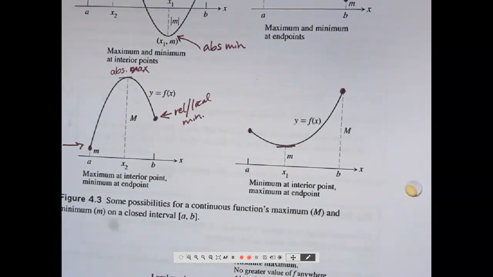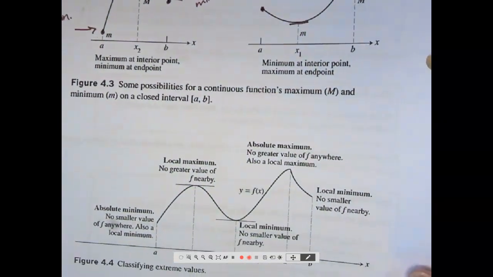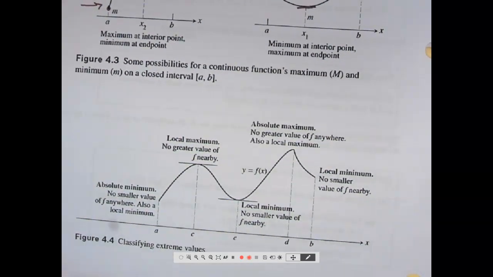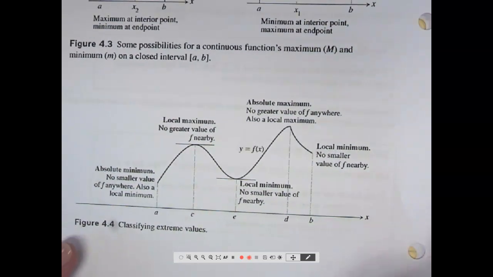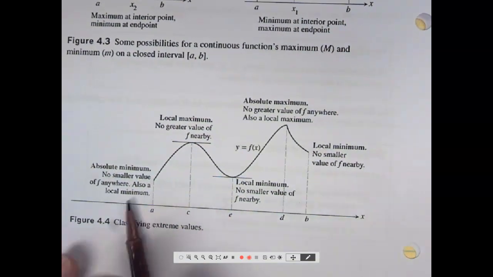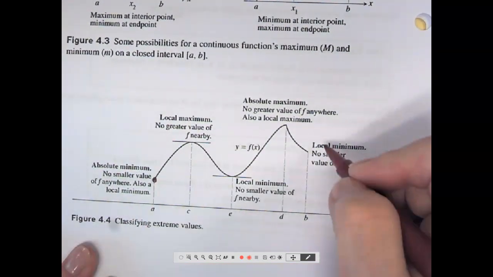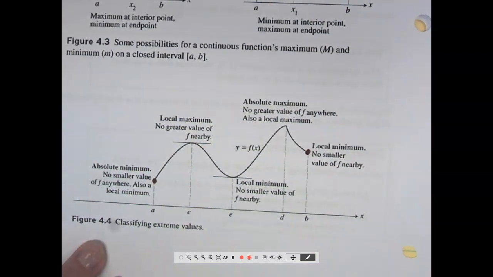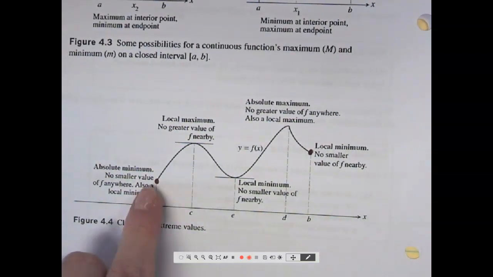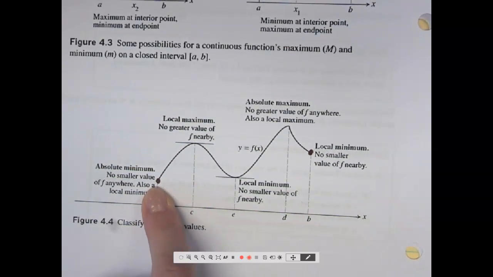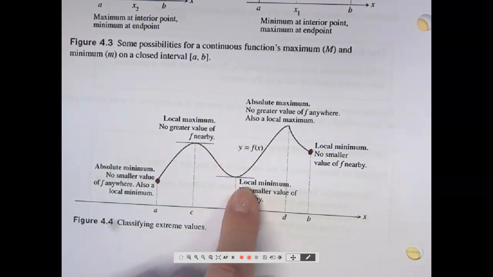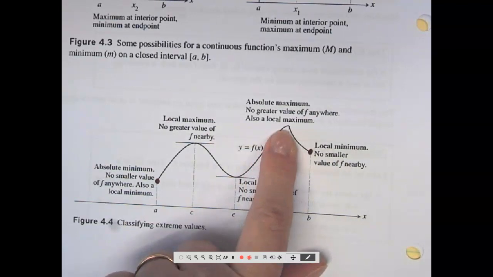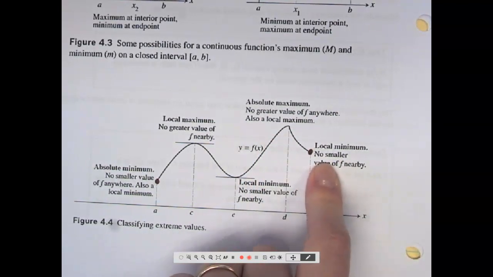Okay? All right, so this one down here has a little bit of everything going on. So we'll just look at this. And again, this is a closed interval. So it starts there, stops there. Absolutely the lowest point on the graph. So absolute minimum. That's a local max. Highest value of any nearby. Local min. Absolute max. Local min.